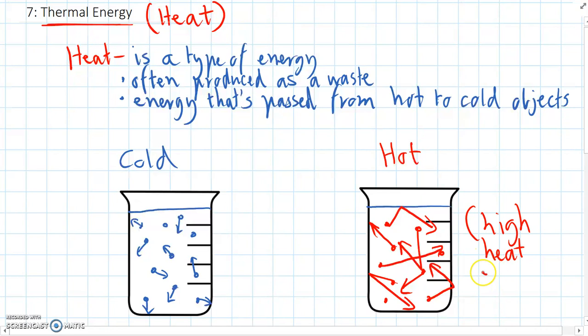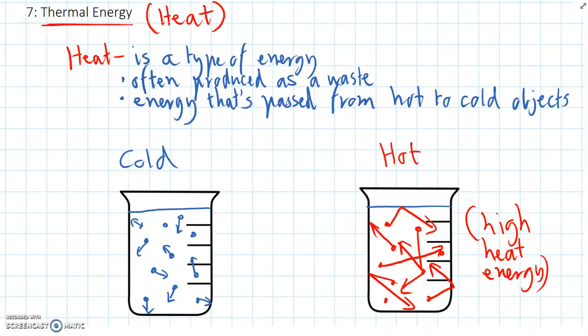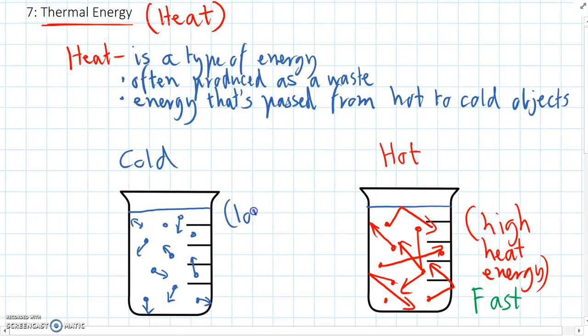So when we have high heat energy, the particles move fast. And on the other hand, with the cold water, we'd say that there's low heat energy in that container, and the particles are moving slower. So that's how we can picture what heat does to materials.